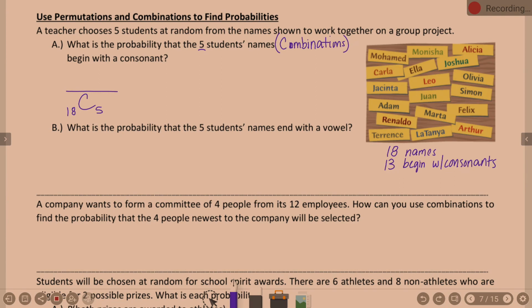Now, the numerator is, okay, what's the favorable outcome here? We're being asked the probability that the 5 students' names begin with a consonant. You're still picking a group of 5, but how many names are you picking from if you're only picking from names that begin with consonants? 13. So that means on top, we're going to do 13C5.